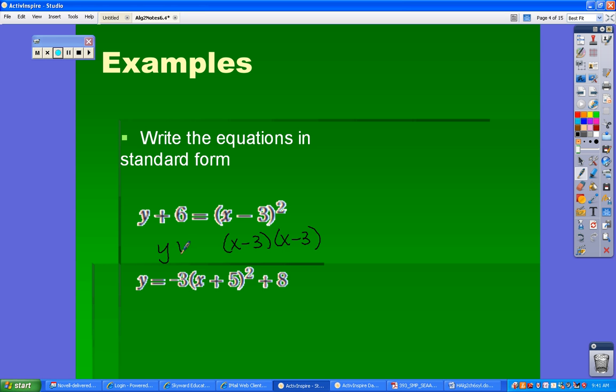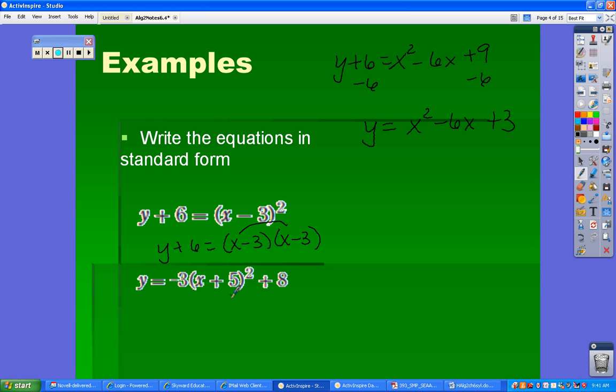Okay, so y plus 6 equals. We're going to go ahead and double distribute this. And I'm going to just go ahead and start writing up here. y plus 6 equals x times x is x squared, plus 3x. Oh, excuse me, minus 3x, minus 3x, that's minus 6x, plus 9. Subtract 6, y equals x squared minus 6x plus 3. So if I type this into my graphing calculator, I should get a parabola with a vertex at (3, negative 6). If I subtracted 6, that's where it would be.